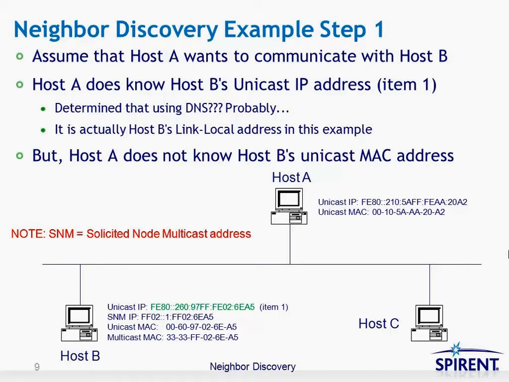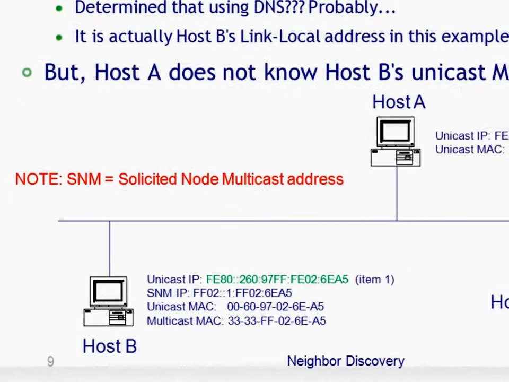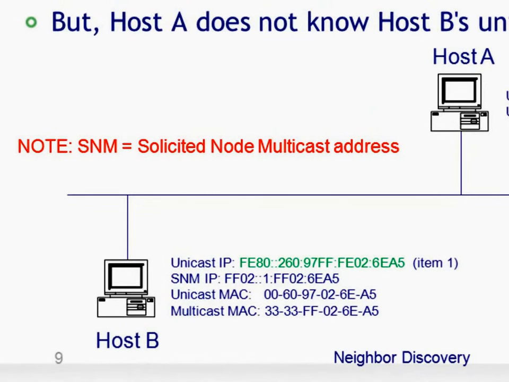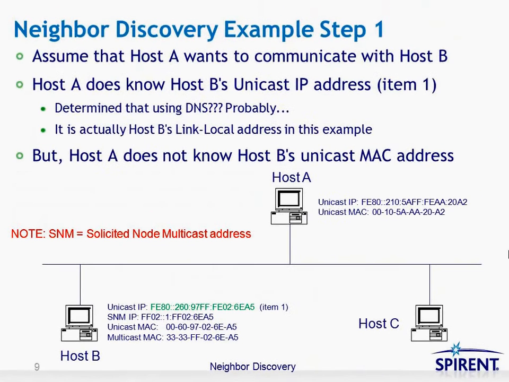So step number 1, again, assume that host A wants to communicate with host B. The question is, how does host A know host B's unicast address? So in this graphic here, item number 1, which is a unicast IP address of host B, depicted in green here, is what host A knows. And how does host A know that? Because it determined that most likely using the DNS, domain name service. In fact, in this example, it's host B's link local address, but it could be any globally unique address that's assigned to host B. The problem is host A does not know host B's unicast MAC address. So host A knows host B's unicast IP address, but it doesn't know a MAC address of which to send messages to.